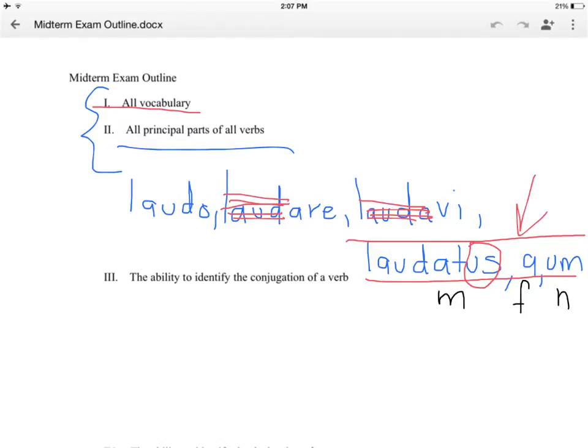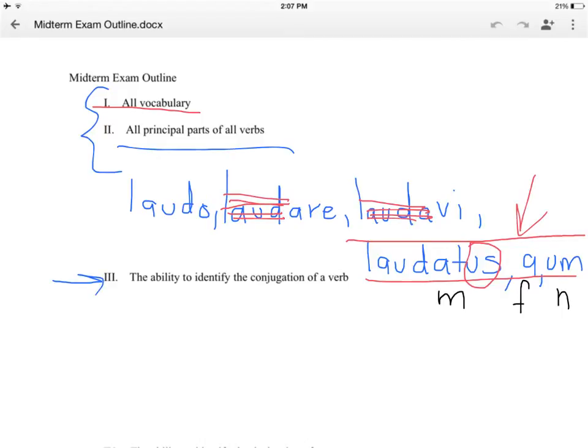You have to be able to generate principal parts for verbs that you haven't seen at this point, as I've shown you in earlier screencasts. And if you've been memorizing them, or if you start to memorize them, you'll realize that it's very easy to predict principal parts once you start to learn their patterns. That relates to point number 3.